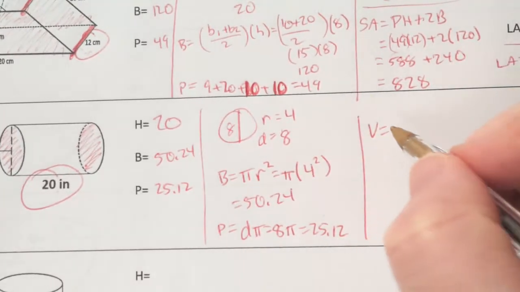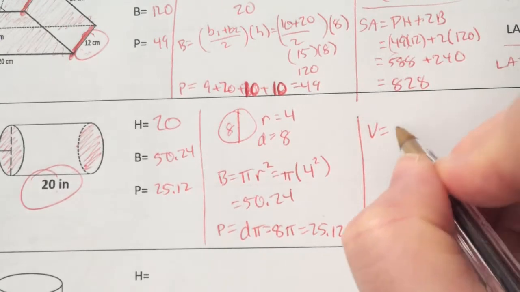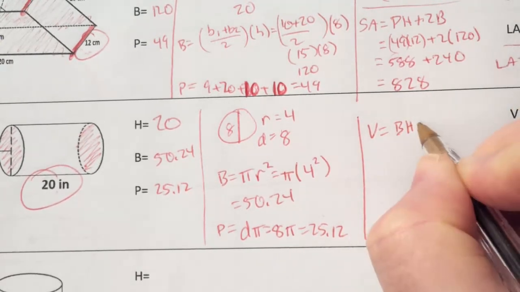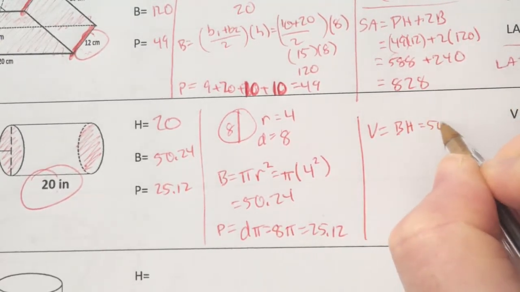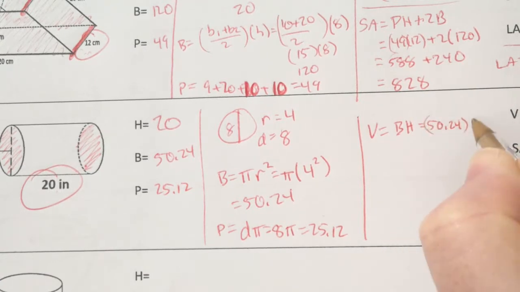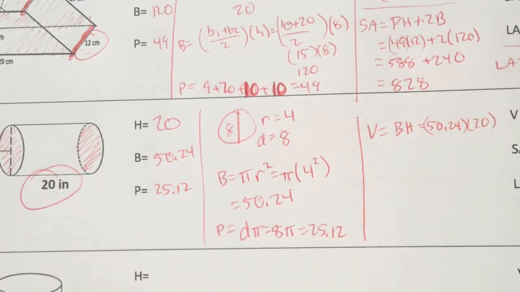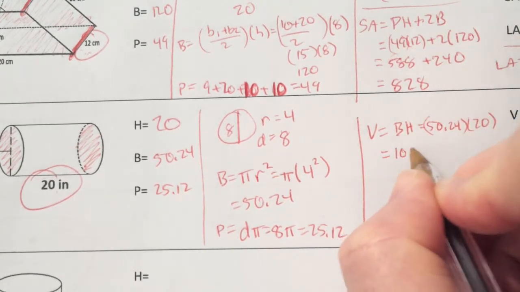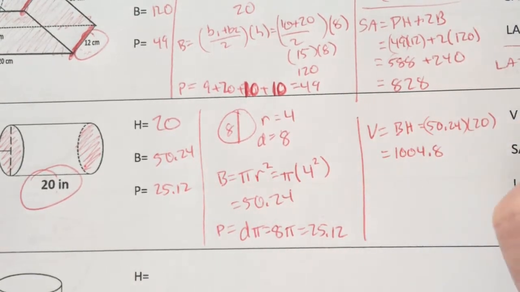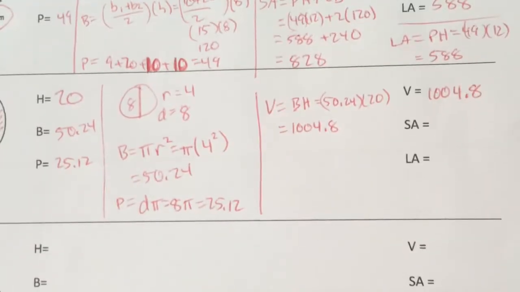Volume. Volume of a prism is just capital B times capital H. So that would be 50.24 times your H, which is 20. 50.24 times 20, you pop out with 1004.8. And there's your answer.